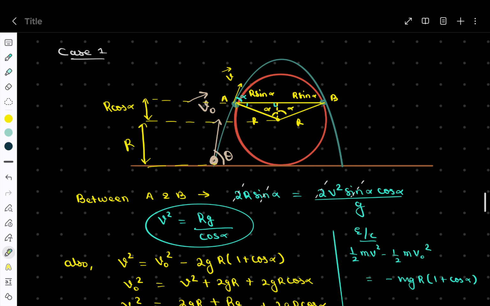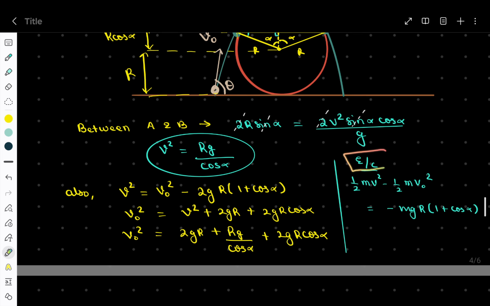Now I'm just thinking of relating v and v0 somehow. So for doing that, what I've done, I have used energy conservation. So I can write the loss in kinetic energy is equal to the gain in potential energy, or you can also write that the change in kinetic energy is equal to the work done by gravity.